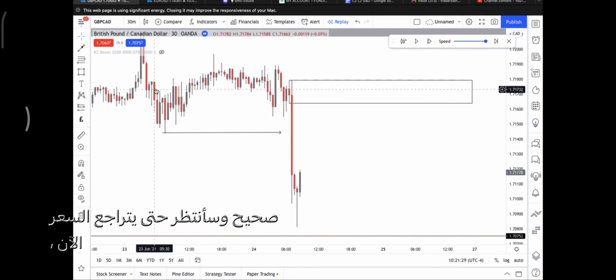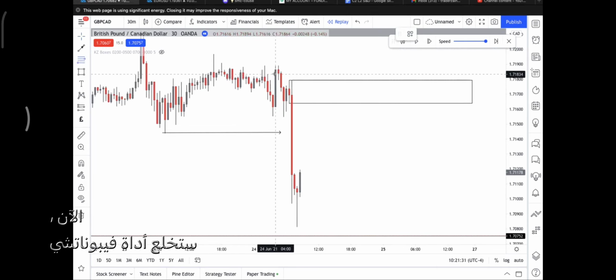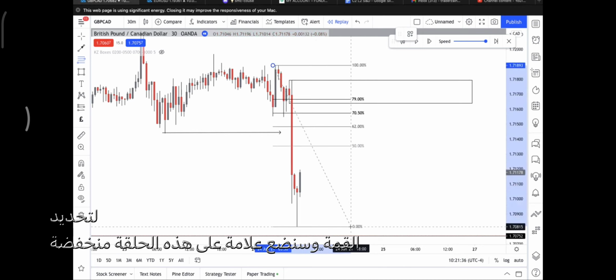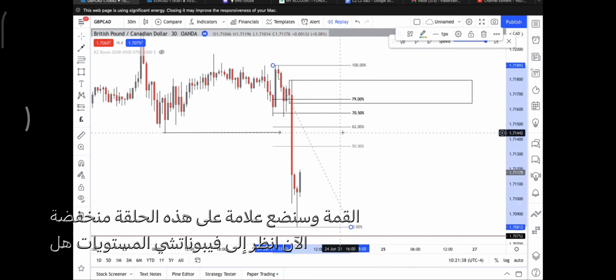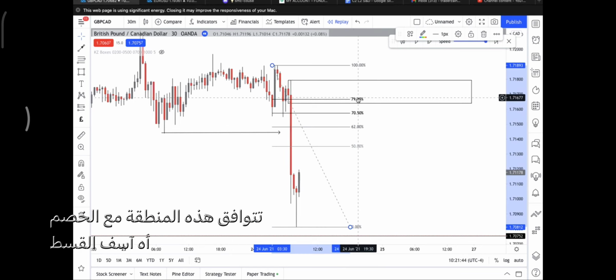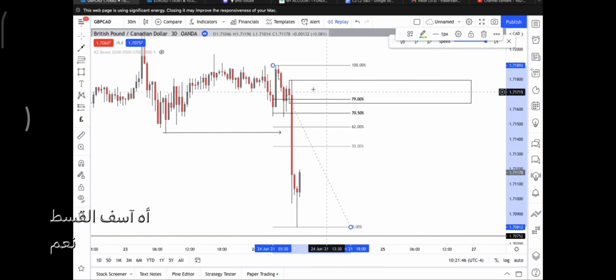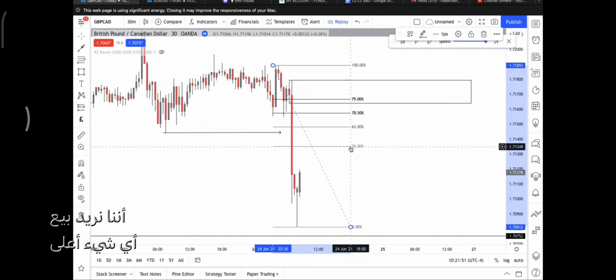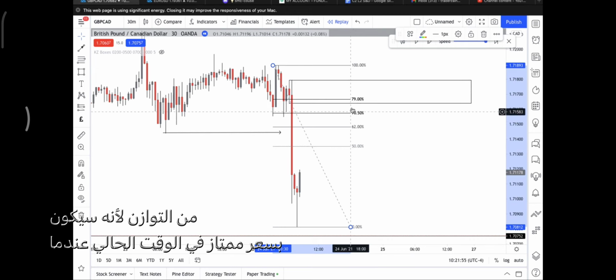Now, you will take out our Fibonacci tool, mark out the high, and we'll mark out the swing low. Now, look at the Fibonacci levels. Does this zone align with the discount? The premium? Yes. It's in our premium level. And remember, we want to sell anything above the equilibrium because it would be at a premium price, right?